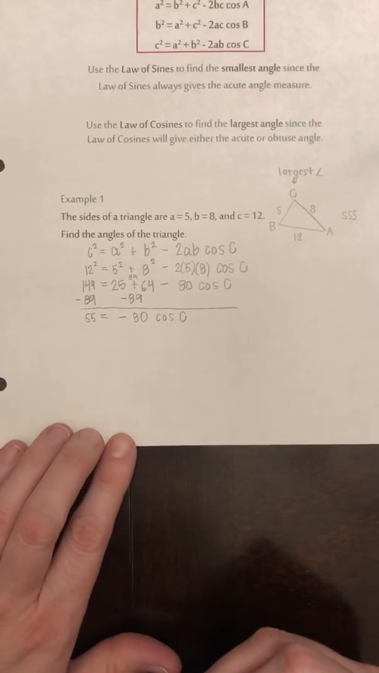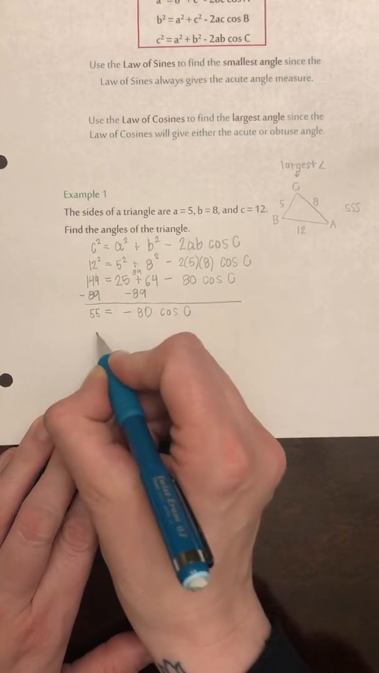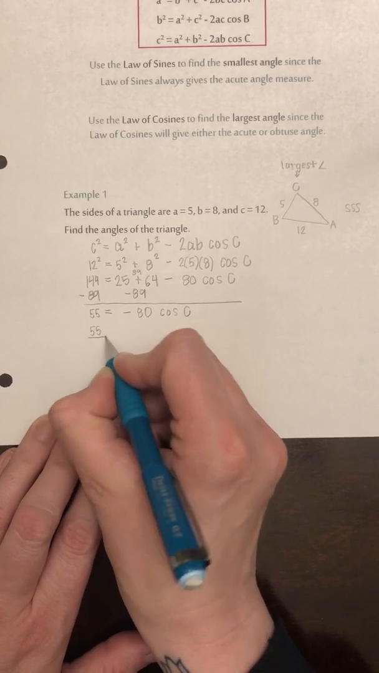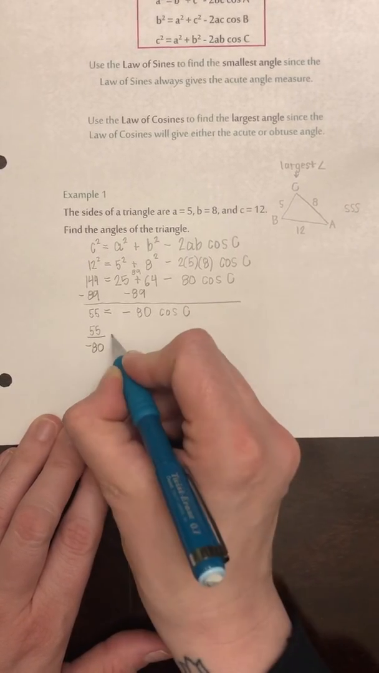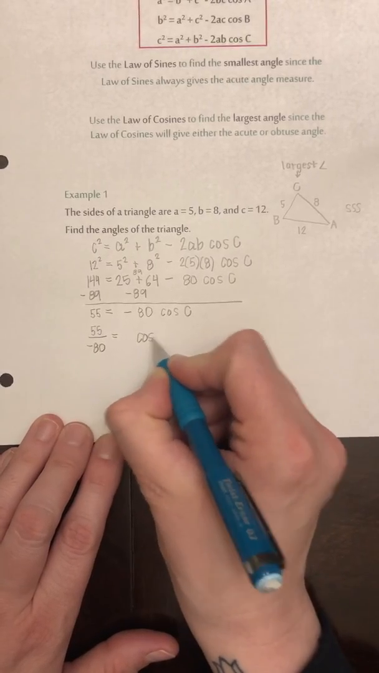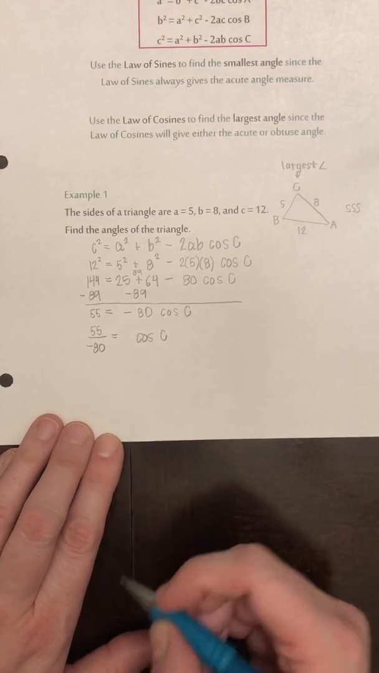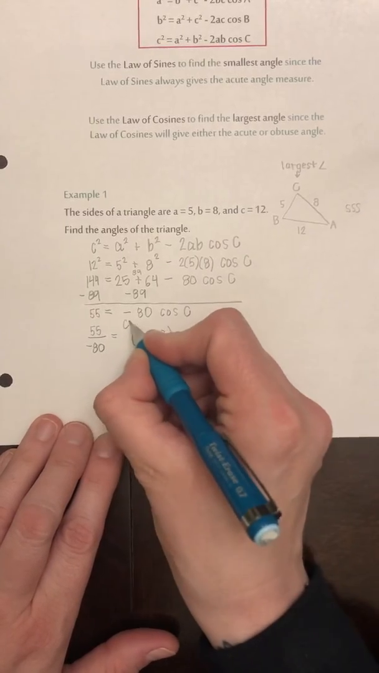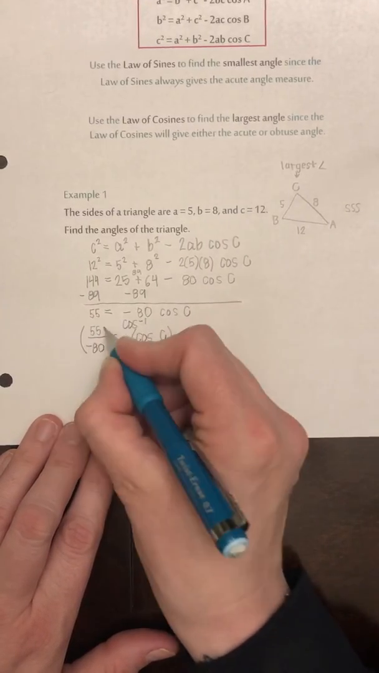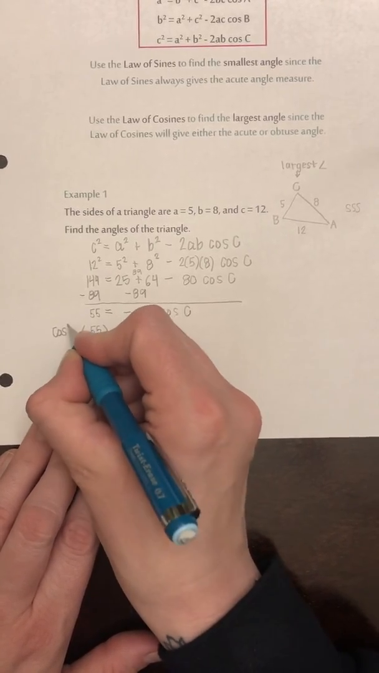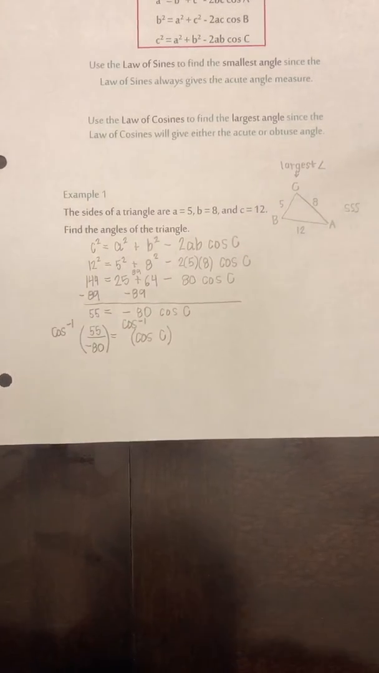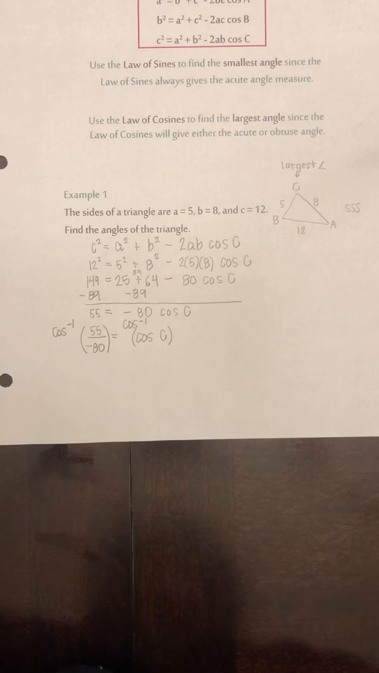And I need to get cosine of C by itself, so I'm going to divide both sides by negative 80. So now I have 55 divided by negative 80 equals cosine of C. And hopefully you remember, how do I get rid of cosine? Well, we have to take inverse cosine on each side. And you definitely need a calculator, so if you don't have it, go ahead and pull one out. It's probably already in degrees, but it's always a good idea to check and make sure. Mine is. So I'm doing inverse cosine of 55 divided by negative 80.